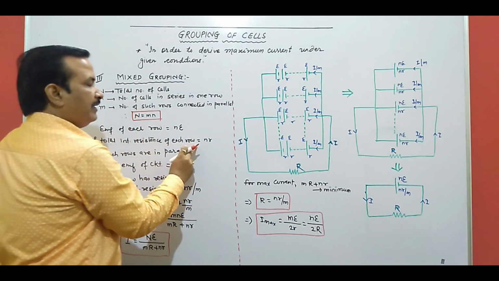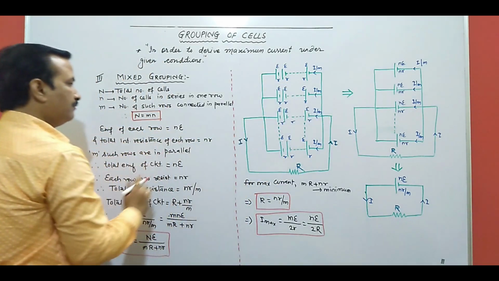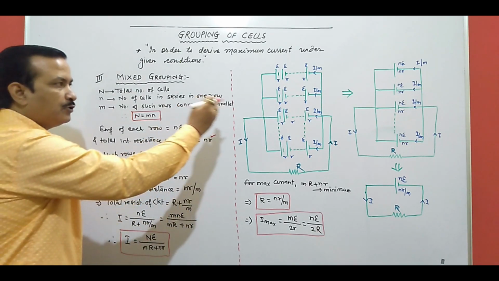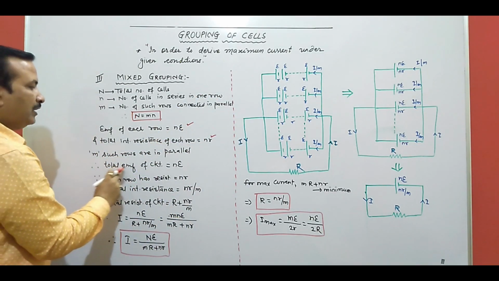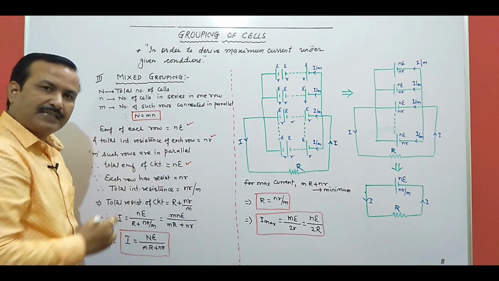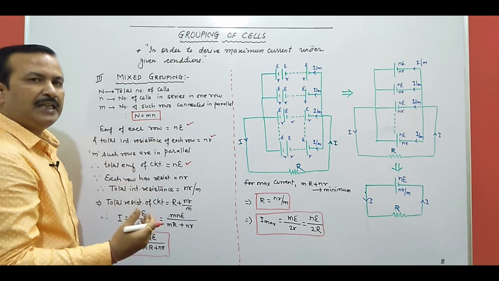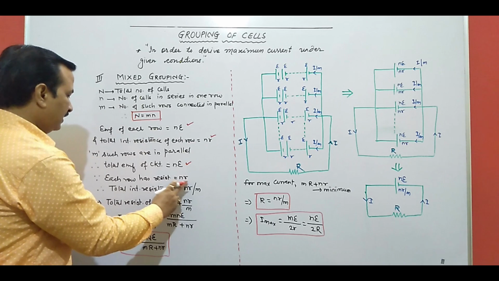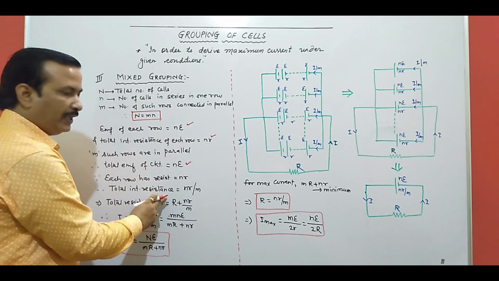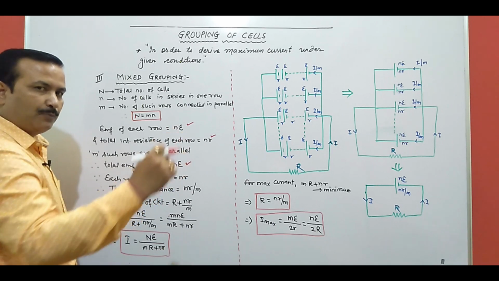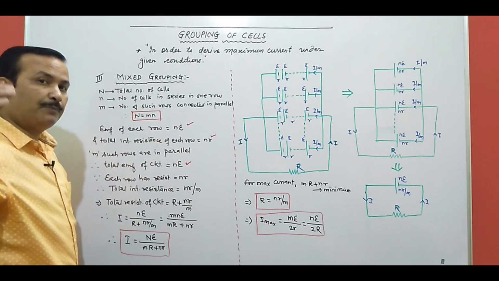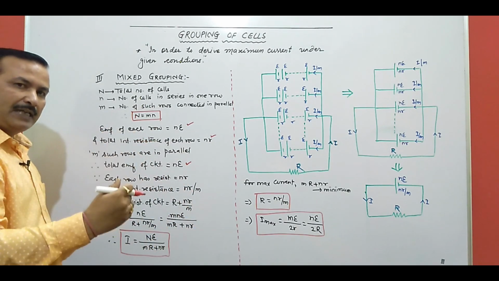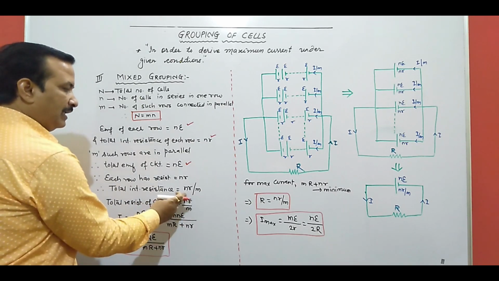Total internal resistance of each row is n into r. Okay, this also we have seen, nE, nr. M such rows are in parallel. How many such rows are there? m. So the total EMF of the circuit is nE; this also we have discussed, that if cells are in parallel it hardly affects the EMF. Each row has resistance equal to nr. So what is the total internal resistance? 1 upon nr plus 1 upon nr plus 1 upon nr, up to m terms, will give you m upon nr. So we find the reciprocal of that, which will give you nr upon m.